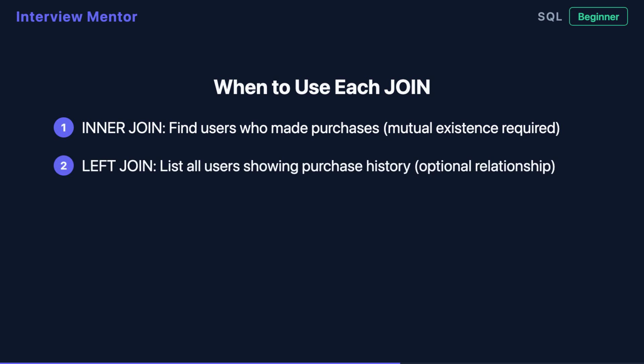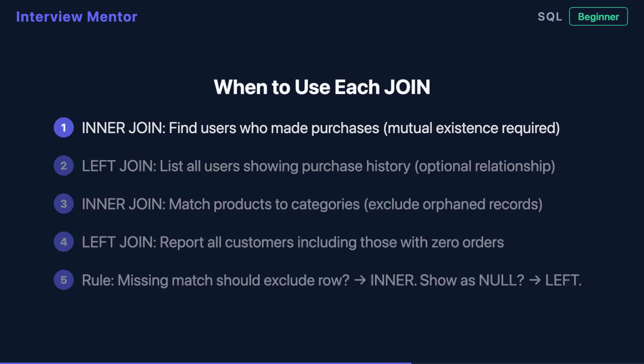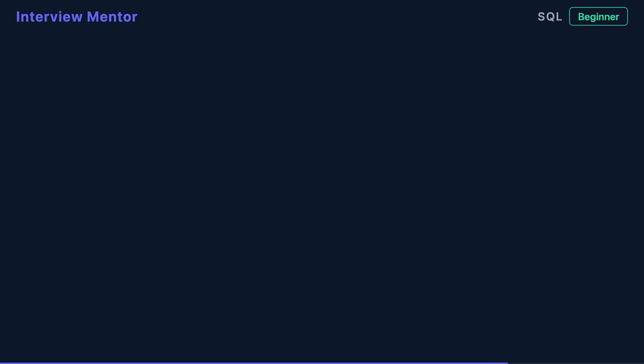So when do you use each? Use an inner join when you only care about records that exist in both tables, like finding users who actually purchased something. Use left join when you need all records from one table, regardless of matches, like generating a report of all users, including those who haven't ordered yet. Choose based on whether missing relationships should exclude rows or just show as NULL.